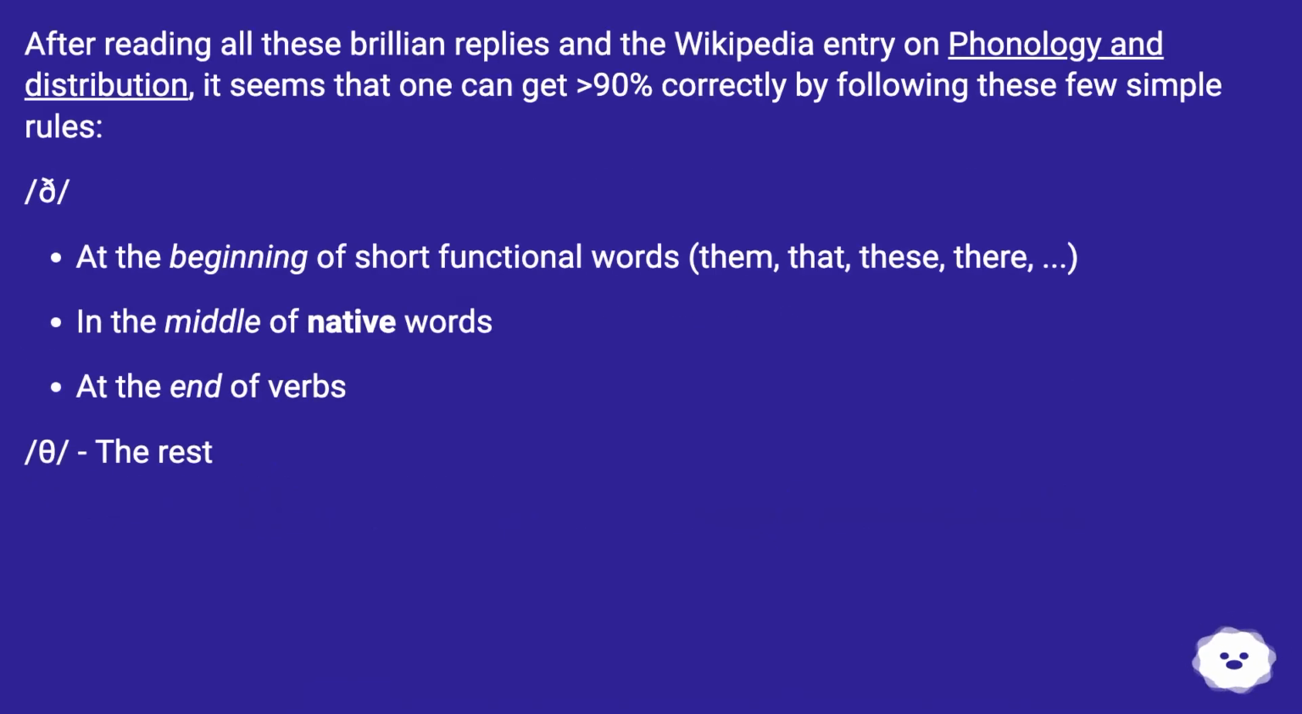After reading all these brilliant replies and the Wikipedia entry on phonology and distribution, it seems that one can get 90% correctly by following these few simple rules. /ð/ at the beginning of short functional words: them, that, these, their. In the middle of native words. At the end of verbs. /θ/ the rest.